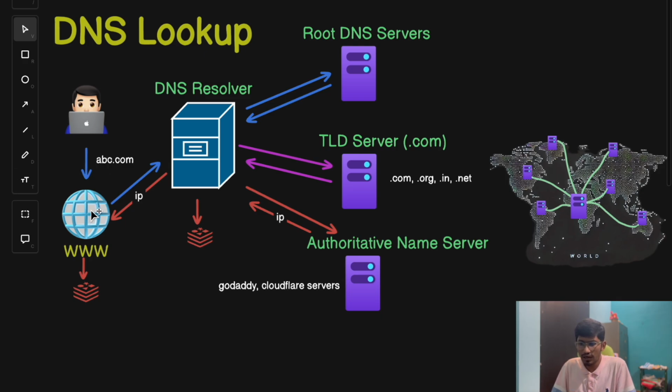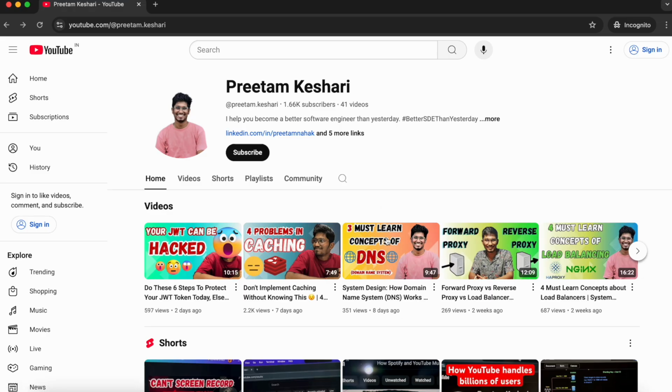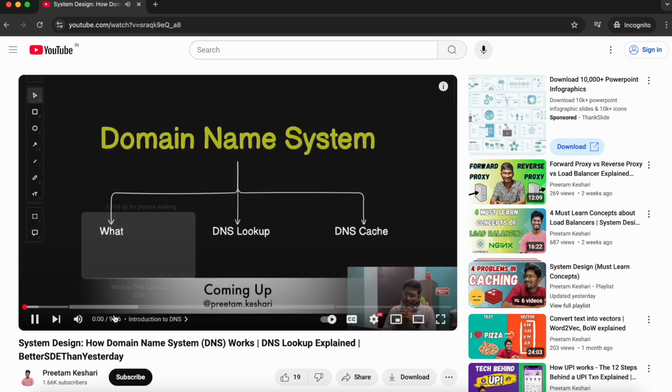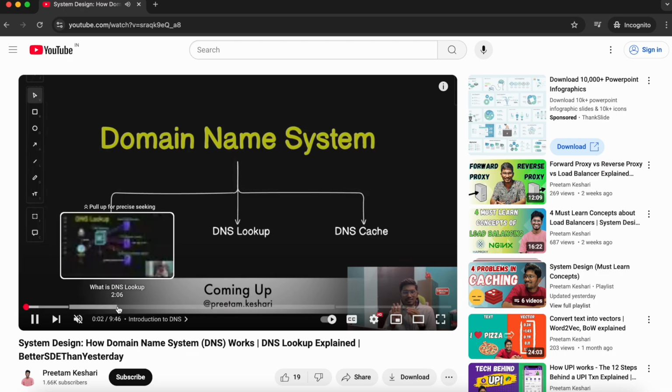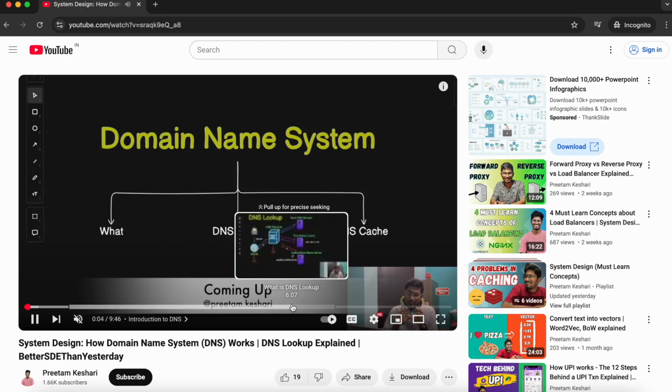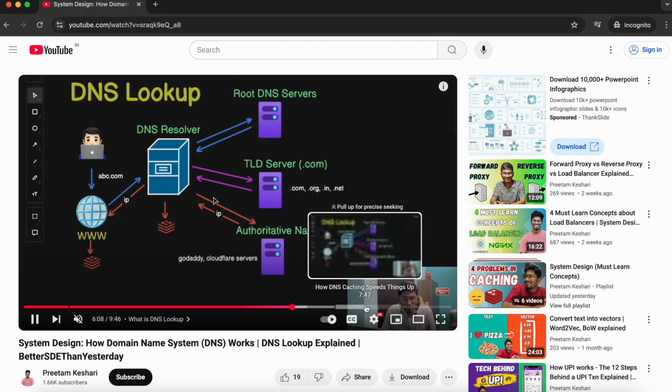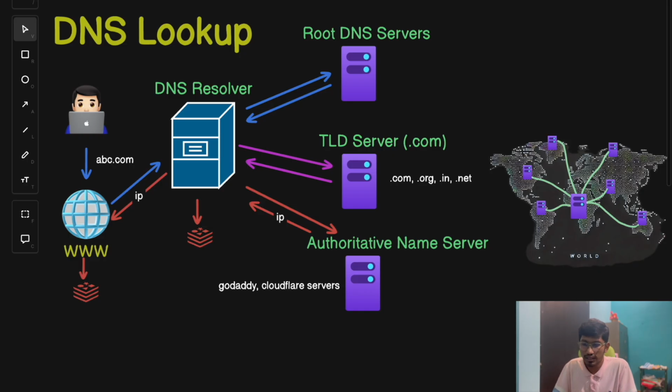So what happens? The browser sends a DNS query to this recursive DNS resolver, which communicates with 3 different types of servers, as you can see here: root DNS server, TLD server, and authoritative name servers. I've discussed in detail this entire DNS architecture and DNS flow in another video. You can click on the I icon to explore it. You'll get to know in detail how DNS works, its ins and outs. Okay, now back to here.